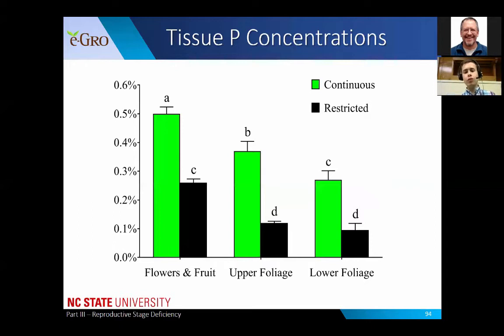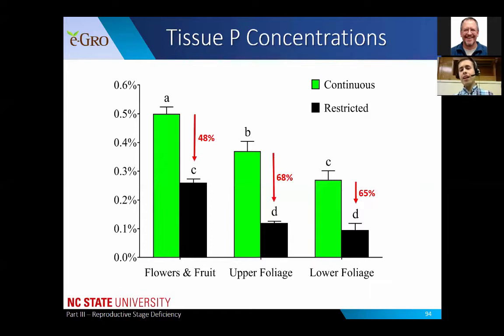But if you look at the restricted bars, you can see that, again, the flowers and fruit had higher phosphorus concentrations, but the upper foliage and lower foliage actually had very similar levels of phosphorus, which is not the trend that you saw in the continuous plants.